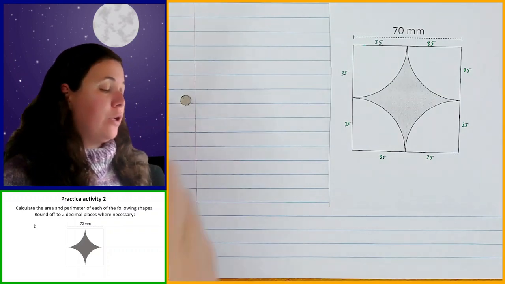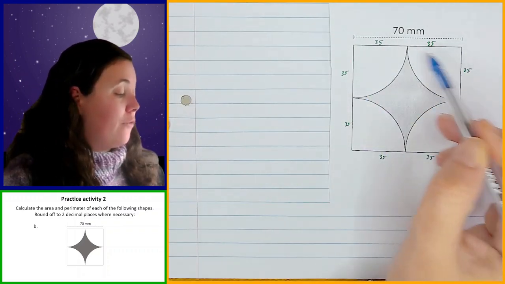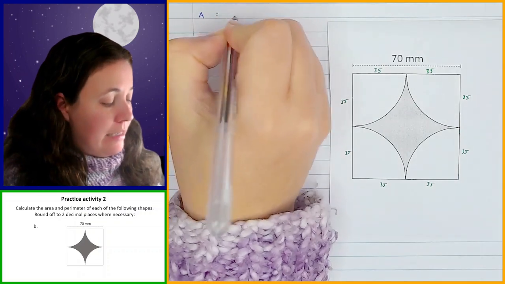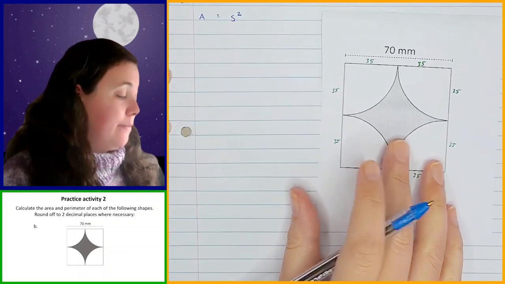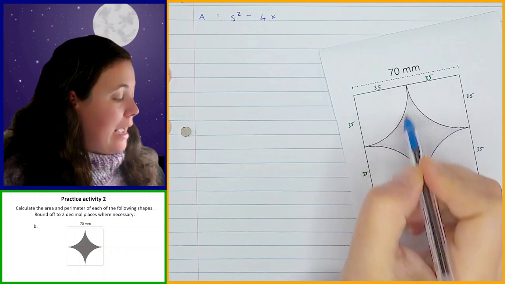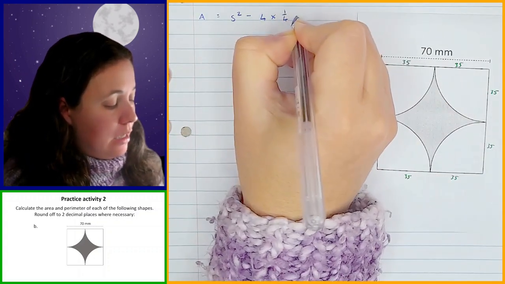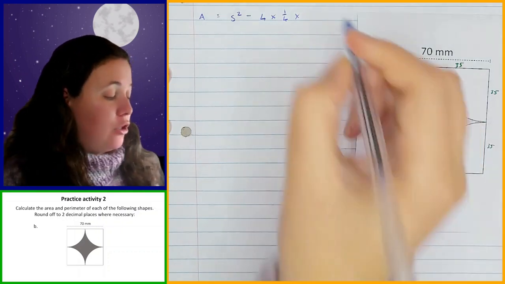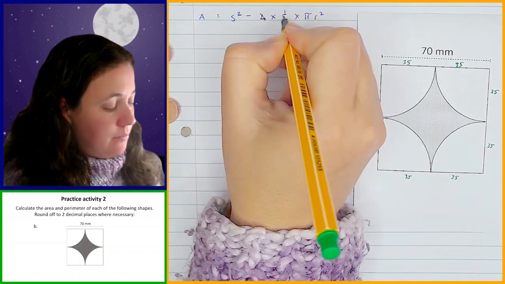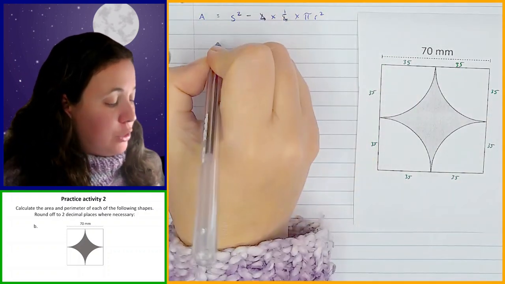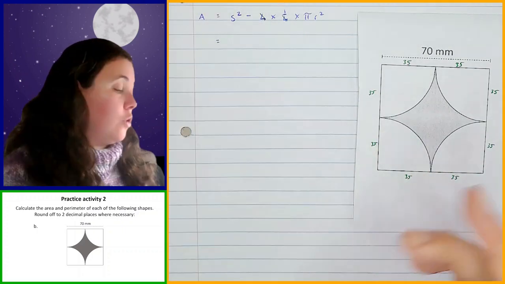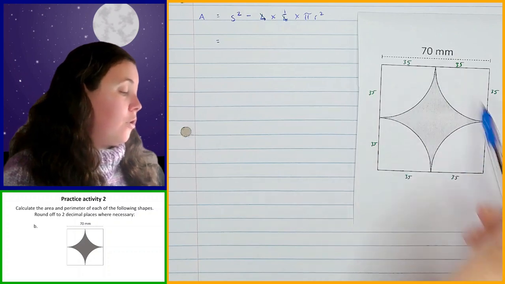Okay, so now what we're going to do is to work out the area. I need to work out the area of the square first. So the area is side squared, to work out the area of a square, minus, now there are four quarter circles. So four times a quarter of a circle, the area of a circle is pi r squared. Now over here, the 4 and the quarter, they cancel each other out, so I don't need to worry about that. If I take 4 quarter circles and I put them together, what do I get? I get a whole circle. So I'm actually just subtracting a whole circle from this square.